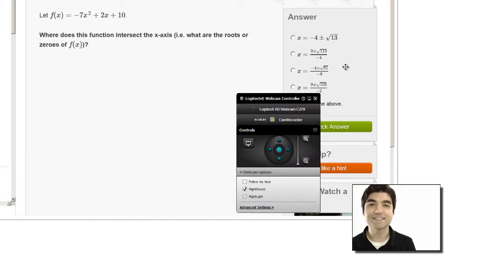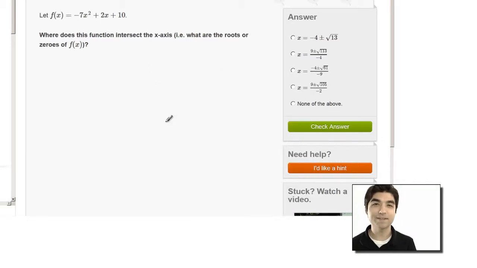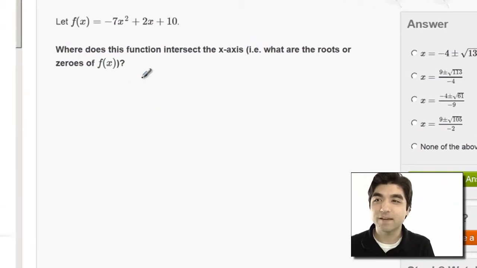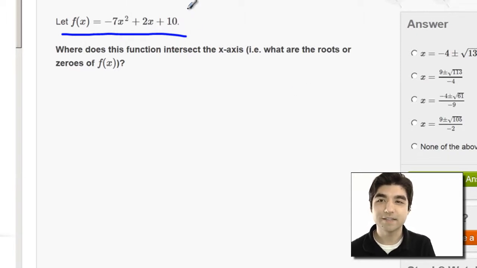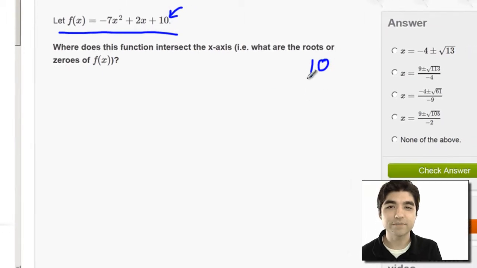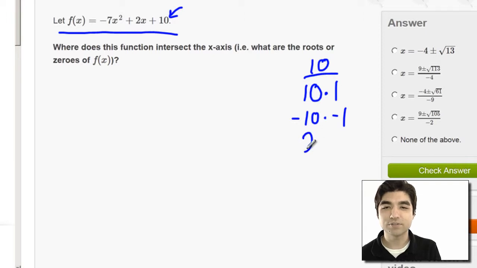Alright, so this is an epic moment of your life. You're about to learn the quadratic formula. Now, the quadratic formula is needed for quadratic equations like this. Typically we would take the last number here and find the factors of it, like 10 and 1: negative 10 times negative 1, 2 times 5, and negative 2 times negative 5.